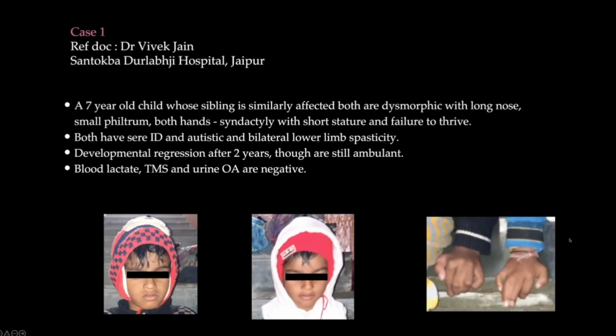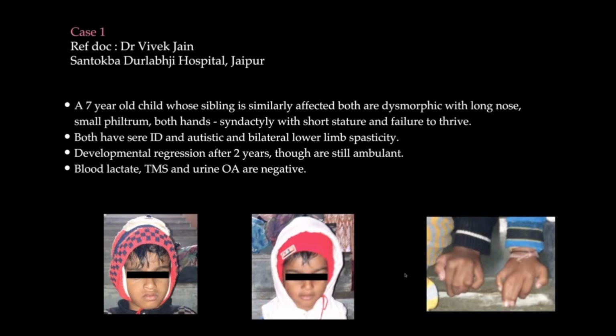I'll start with case 1. It's referred from Dr. Vivek Jain. This is a 7-year-old male child whose sibling also has a similar clinical phenotype. Both are affected with facial dysmorphia in the form of long nose, smooth philtrum. Both the hands demonstrated syndactyly and patients had short stature and appear to thrive.